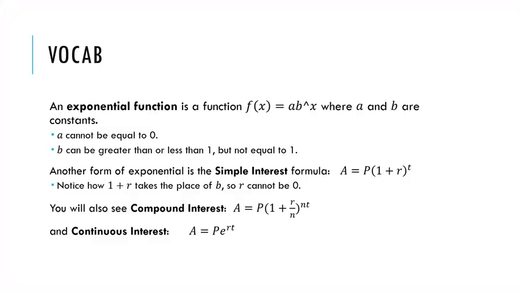You also see compound interest: A equals p times (1 plus r divided by n) raised to the nt. Continuous interest is A equals p e to the rt. So take note of these two formulas. I would write them down somewhere in your notes so that you have them.